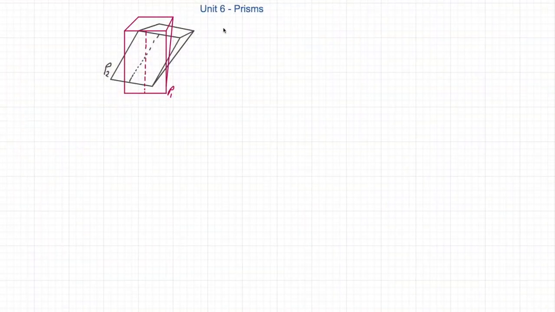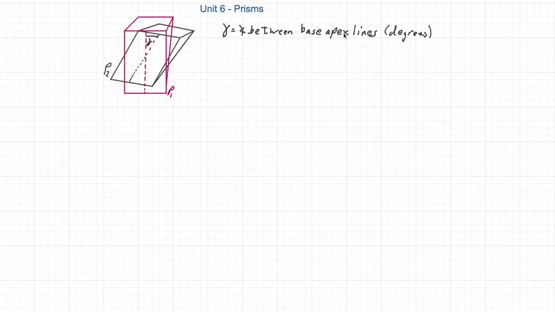Now, let's draw out what we just saw in the video. I have 2 prisms drawn here with the base apex lines at angle gamma to each other. One prism we'll call P1, one prism we'll call P2, and gamma is the angle between their two base apex lines, measured in degrees.